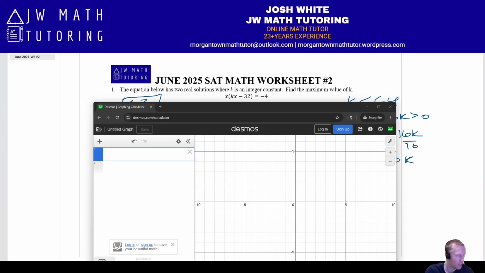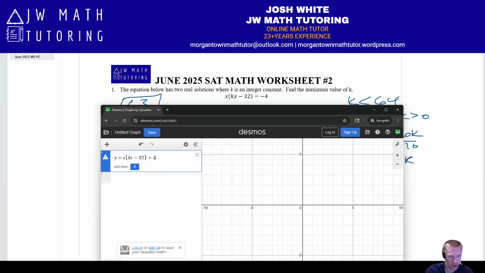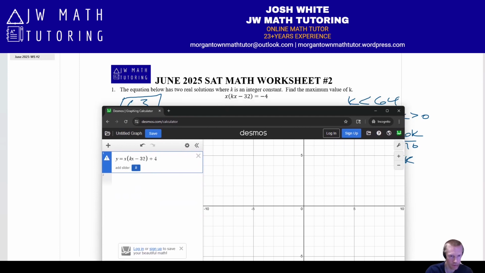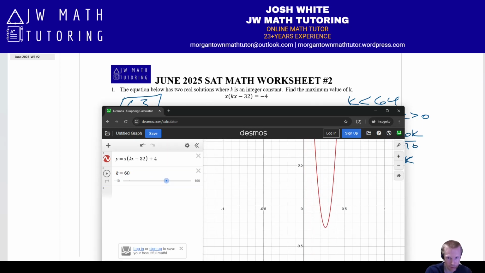Now, let's see how we could do that in Desmos. So what you're going to need to do first is just move everything over so it's equal to 0. Or sorry, it's essentially equal to 0 in terms of an equation, but we're going to set it equal to y here to graph it out. So once we have that, we'll just add a slider for k, and essentially we're going to increase the slider. Now I'm going to set the step as 1. Let's set a max of 100. We're just going to keep increasing the slider and seeing, okay, how far do we have to go that we still have two real solutions, i.e. two x-intercepts.